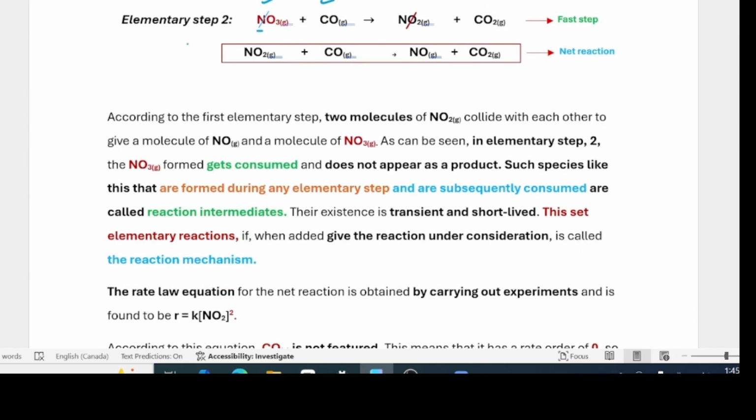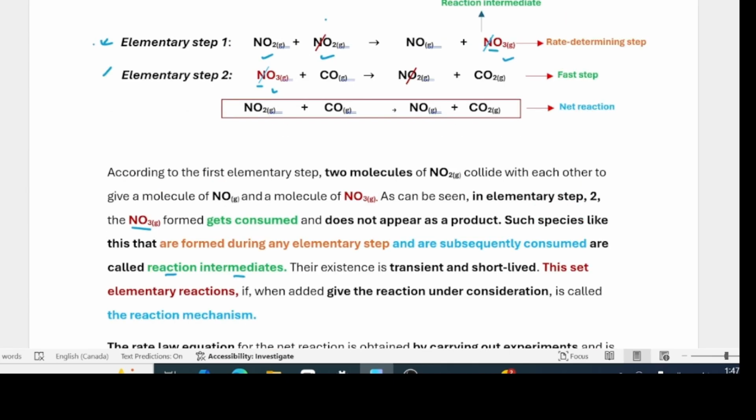As can be seen in elementary step 2, the NO3 species that is formed gets consumed and does not appear as a product. It is said that such species that are formed during an elementary step and are subsequently consumed are called reaction intermediates. Their existence is transient and short-lived. This set of elementary reactions, if when added they give the reaction under consideration, is called a reaction mechanism.